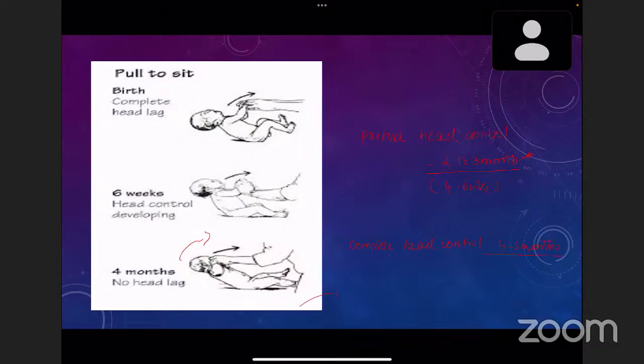And as you go on, at 5 to 6 months, the child even anticipates before you pull. What does anticipation mean? When you come near the child and just touch the child at the chest, automatically the child will hold the head up, even before you start to pull. The child now knows that you are going to pull, so it automatically raises its head above the ground. That occurs at 5 months, which means the child has attained complete head control.